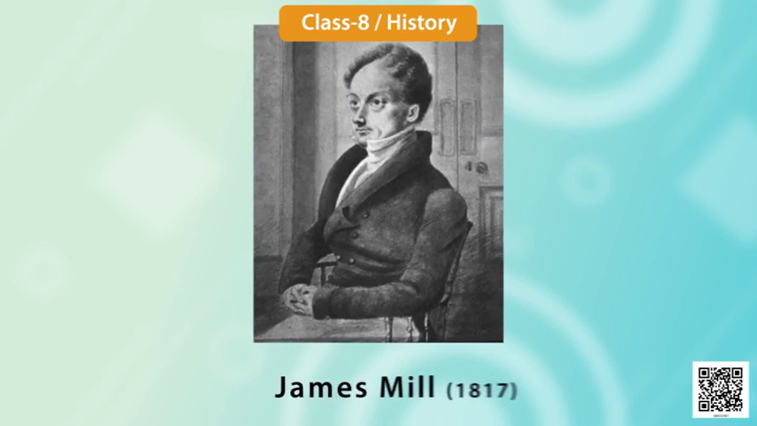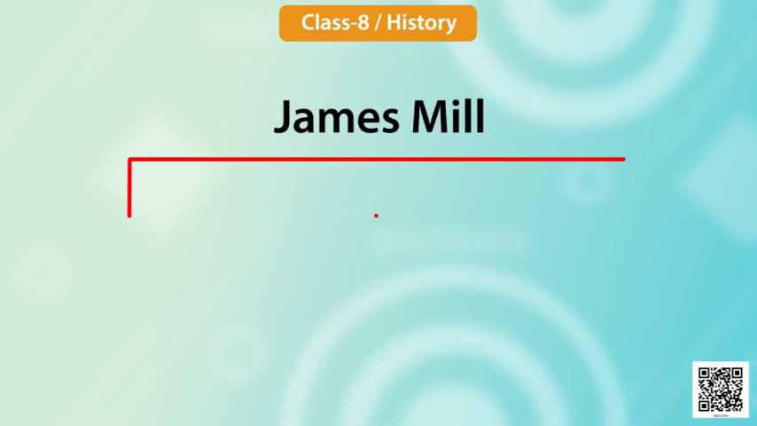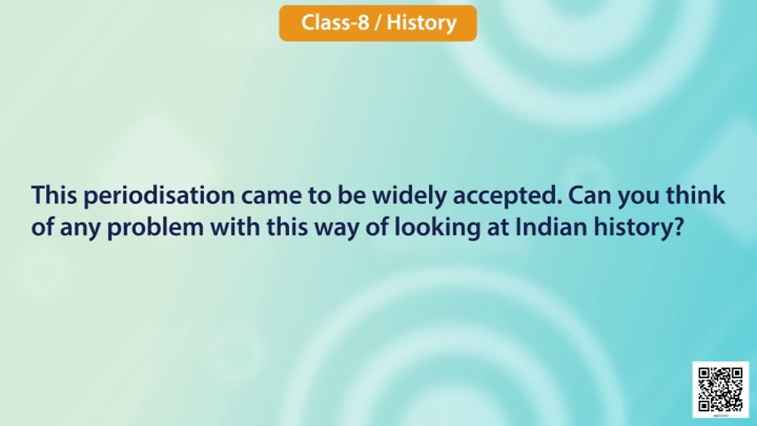In 1817, James Mill, a Scottish economist and political philosopher, published a massive 3-volume work, A History of British India. In this, he divided Indian history into 3 periods: Hindu, Muslim, and British. The periodization came to be widely accepted. Can you think of any problem with this way of looking at Indian history?